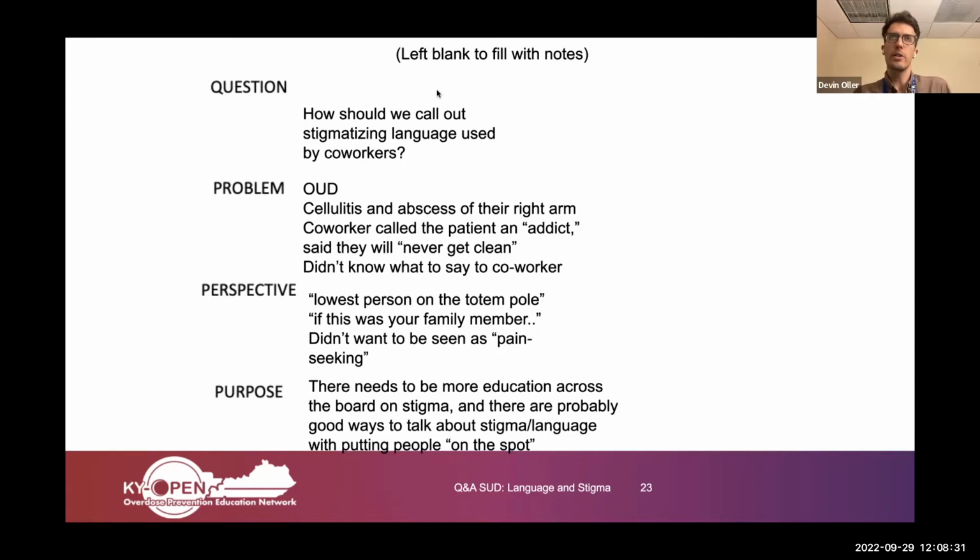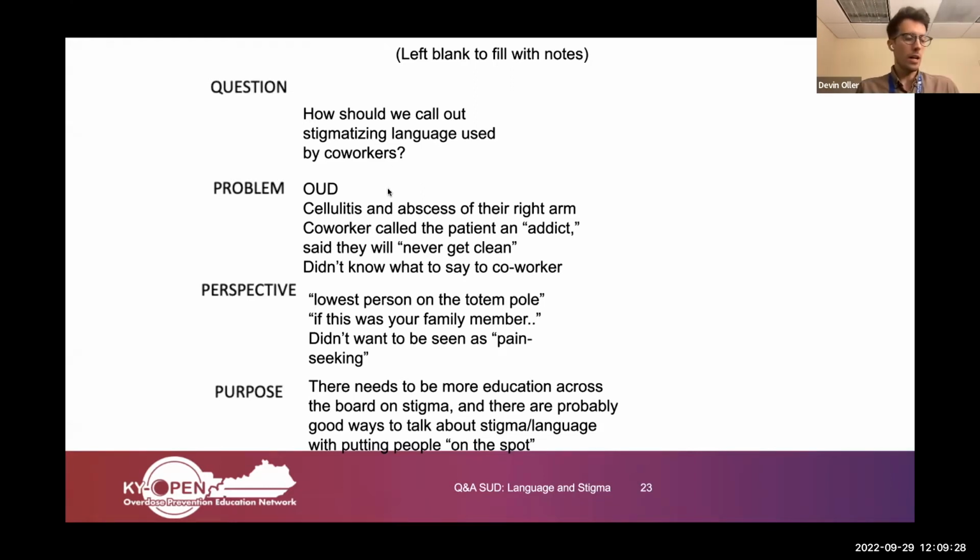What, like raising the stakes a little bit, what if they used "clean" or "dirty" or "addict" in front of the client? Would that change how you would approach it? Like, it sounds like it's just in a huddle, sort of talking through what this individual with opioid use disorder is struggling with, but what if it was sort of right in front of them?